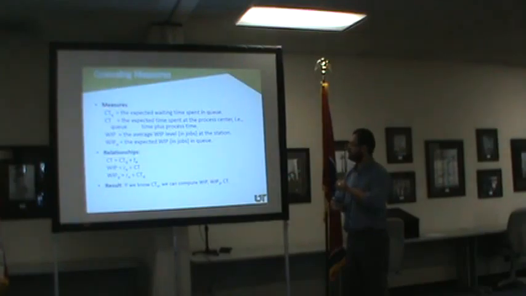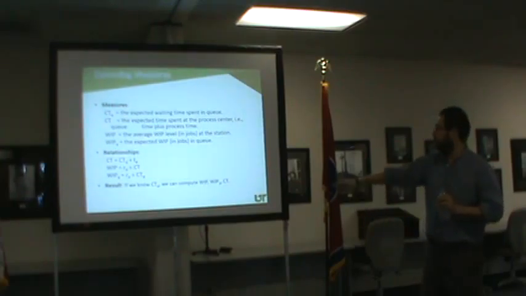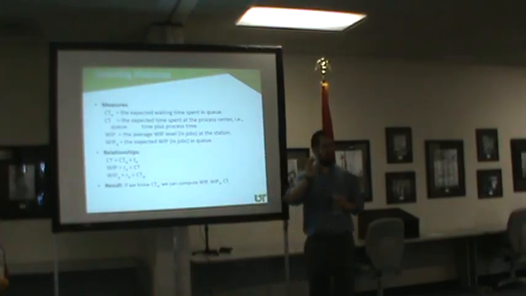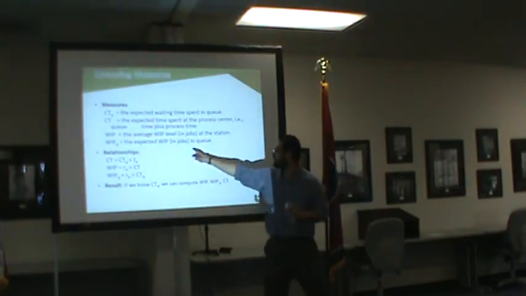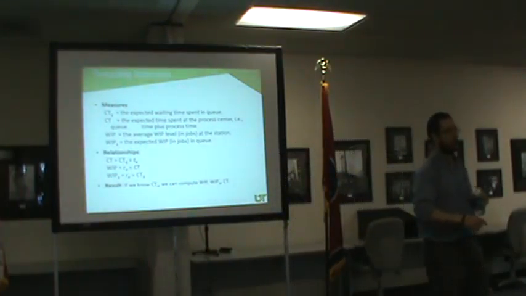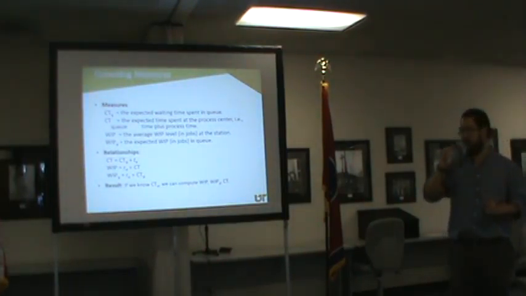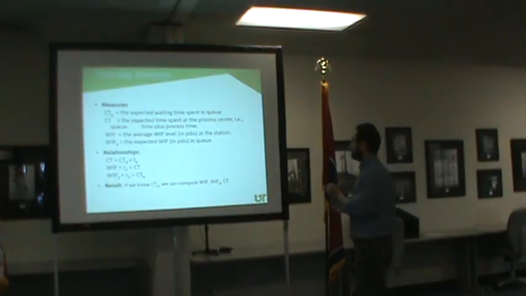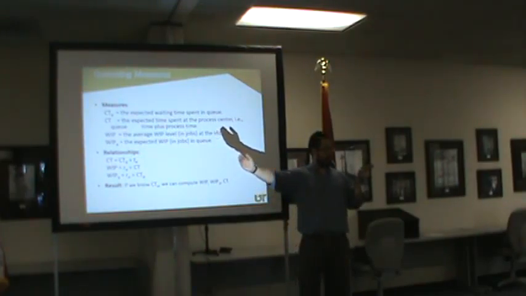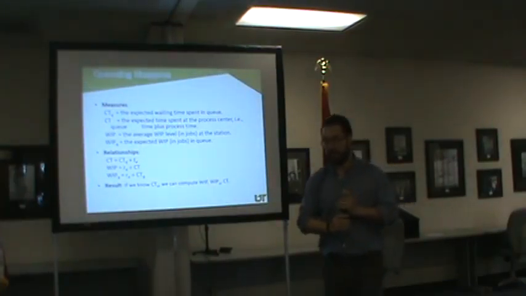And then WIP without an index is basically jobs at the particular station, and then WIP sub Q is the number of jobs on the left side. Okay? So again, this is the whole thing. This is just on the left. Is that okay?